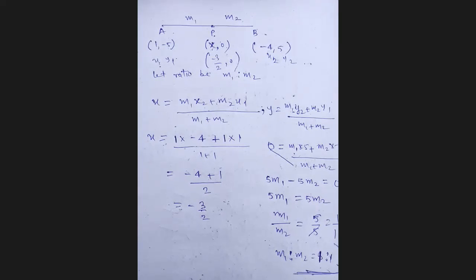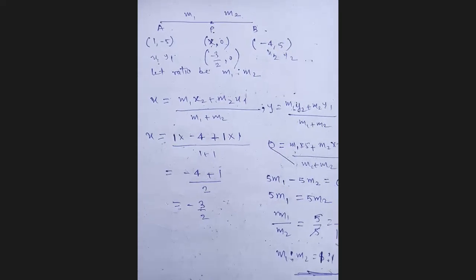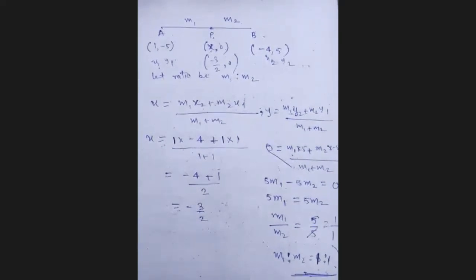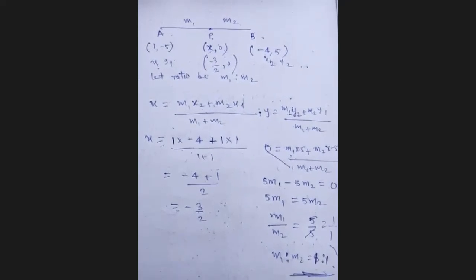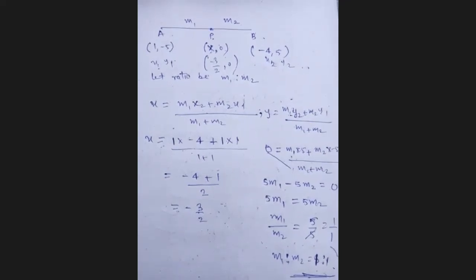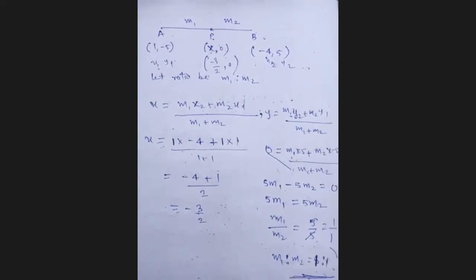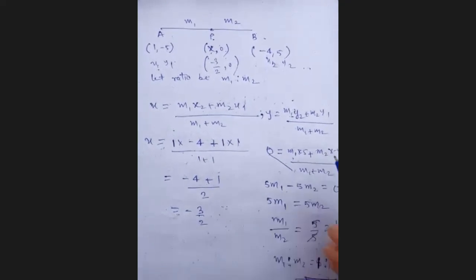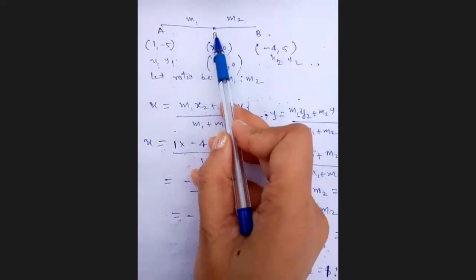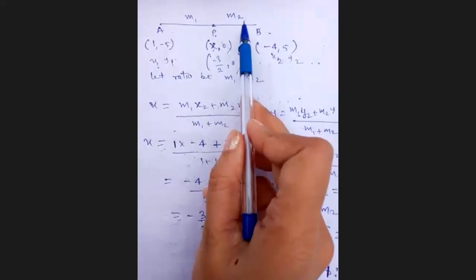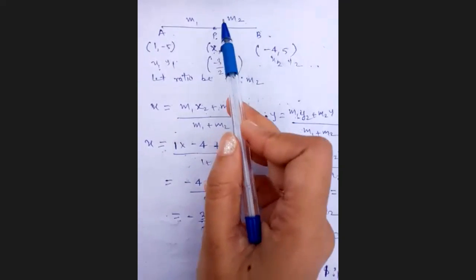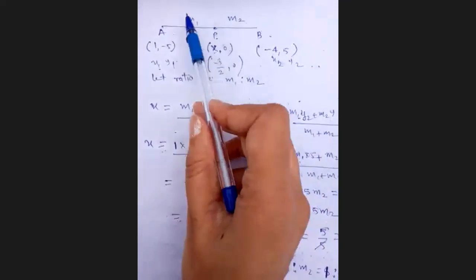Ma'am, repeat again. Okay, again I'm telling you, mainly the question asks, find the ratio in which the line segment joining A and B is divided by x-axis. So a point which is dividing this line segment AB, okay, at some ratio, and that ratio is unknown. So हमें इस ratio को find out करना था.